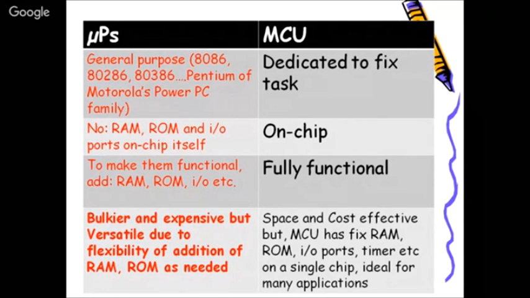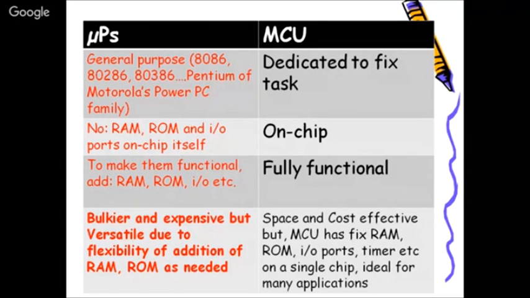Okay, and therefore to make them completely functional, to work like a complete microcomputer or to deal with the real world, we have to add additional blocks like RAM, ROM, input output peripherals, and serial ports, without which we cannot interface or interact with the real world. These are additional blocks which are required, whereas in the case of a controller, everything is on chip. Your RAM, ROM, all that is there on chip, and so it is fully functional. You don't have to additionally include these kinds of blocks. You just have to make a selection of what is required.